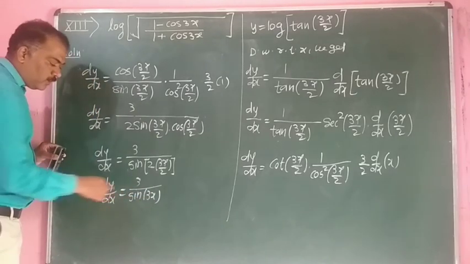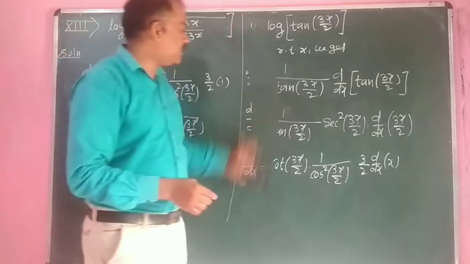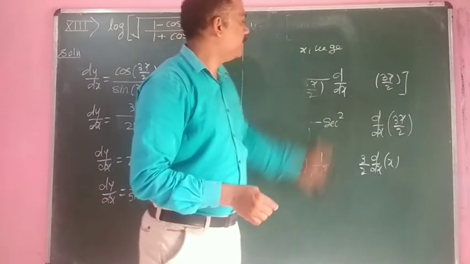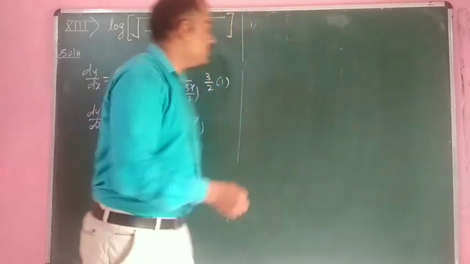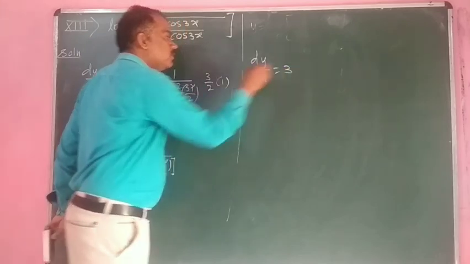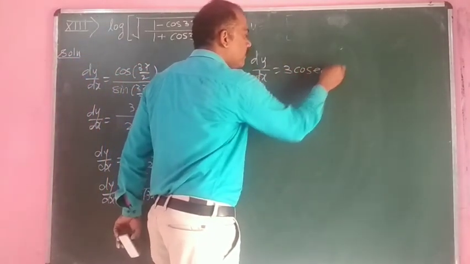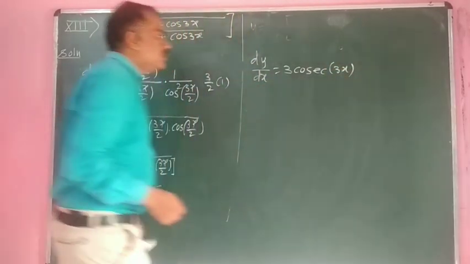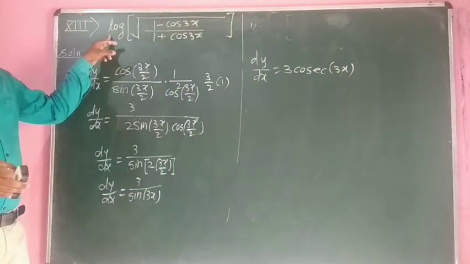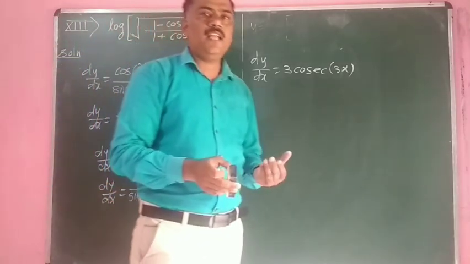And 1 upon sine is cosec, so dy by dx is equal to 3 times cosec 3x, which is the required answer of this given example. We will discuss the remaining examples in the next video.